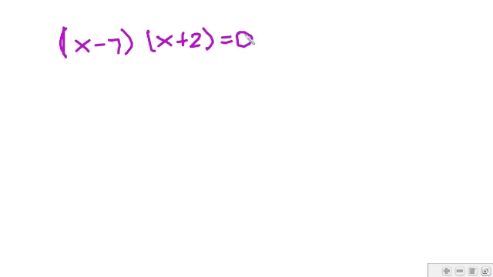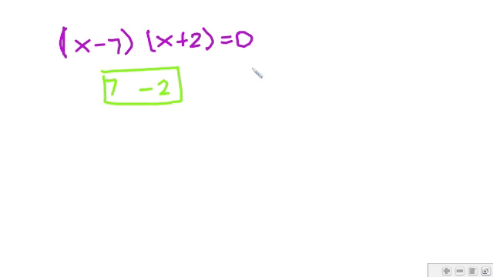equaling 0. To give you a little shortcut on this, you're just going to take the opposites of your two numbers. So what's the opposite of negative 7? Positive 7. What's the opposite of positive 2? Negative 2. And those are your two answers. Why does this work out? Well, let me show you.